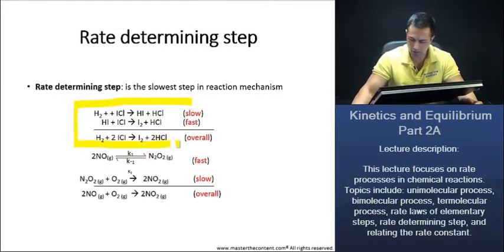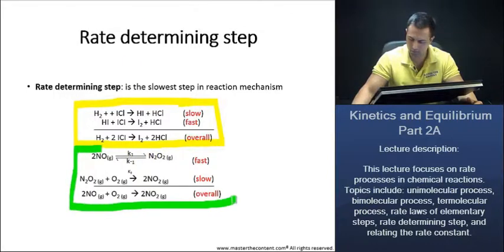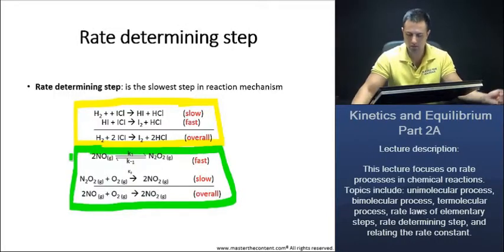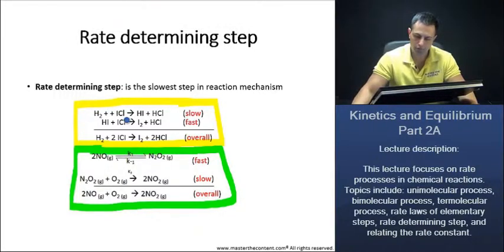Let me highlight them so we don't confuse the two of them. Looking at our first reaction, these two here are elementary steps, like we were talking about earlier. Our first elementary step is the rate determining step because it is the slower step. The rate determining step isn't always first, as we see here. It can also be second, as it is in the second reaction here.